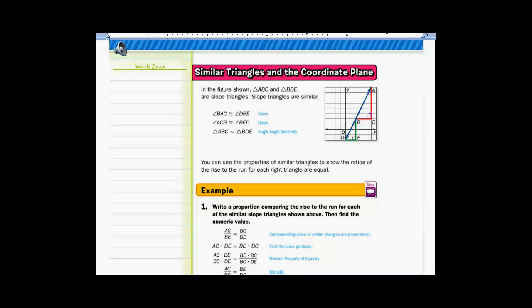There will be a right angle in the corner of both. So that is one angle that they have in common. And actually, since you know that they have the same slope, those angles right there are congruent, as is those angles right there. So actually, all three angles are congruent. They are similar. So you can use the properties of similar triangles to show that the ratios, the rise to run for each triangle, are equal. So rise over run, rise over run.